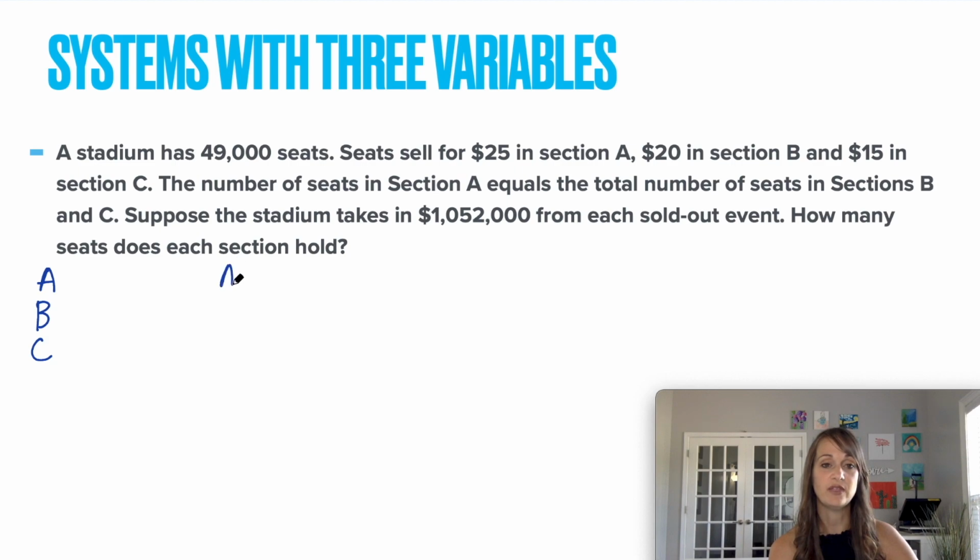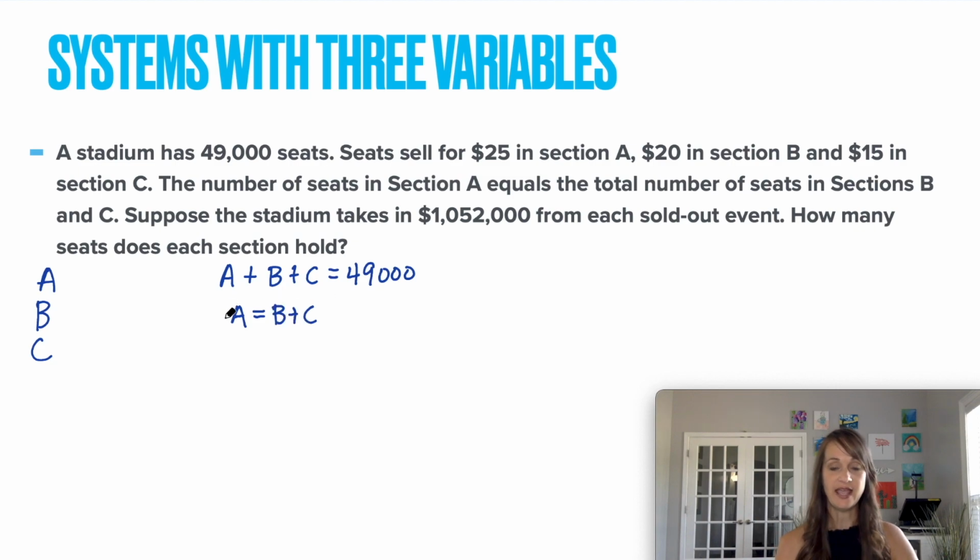We do know that the total number from section A, the total number from section B, and the total number from section C is going to give us the amount of seats. If you add them together, it should equal 49,000. It also says that the number of seats in A equals, so we automatically can write the equal sign, the total number of B and C, which means you just add B plus C together. A equals the total of B and C. And then last, the stadium takes in this amount of money, which is where we get back to how much money was made.